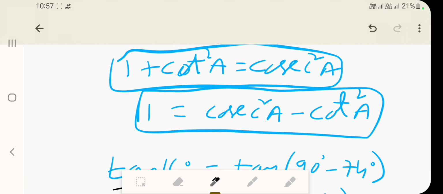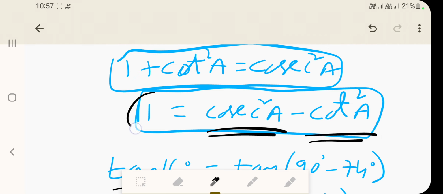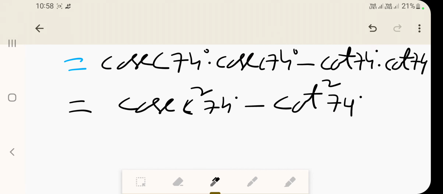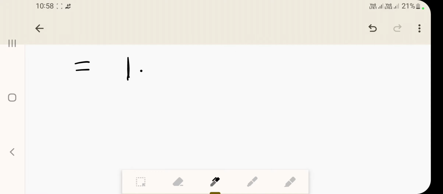Just now we have seen the identity that cosecant square a minus cot square a is equal to 1. Whatever the angle a is, it should not be equal to 0. So cosecant square 74 minus cot square 74 is equal to 1. That is from the identity. So this we have done.